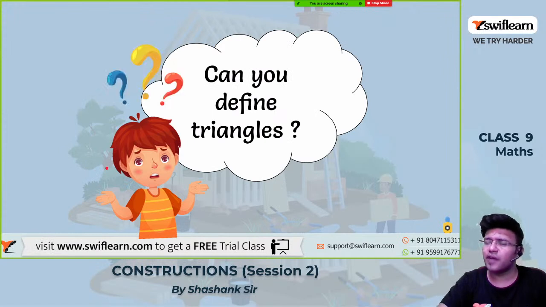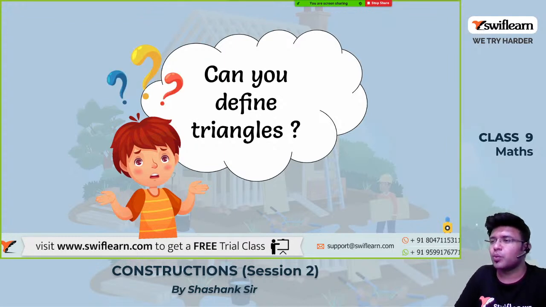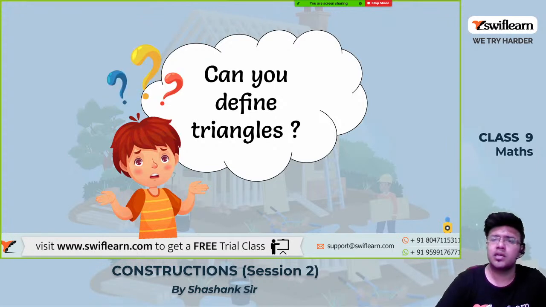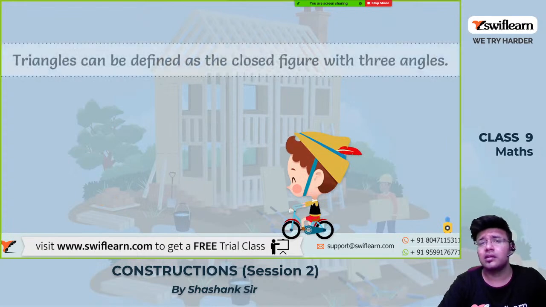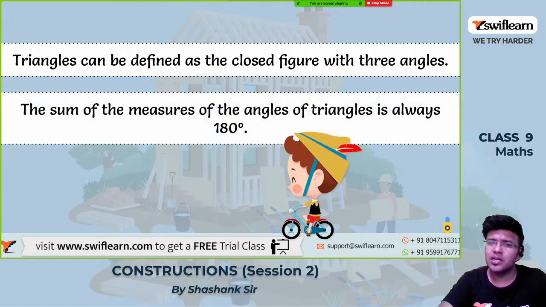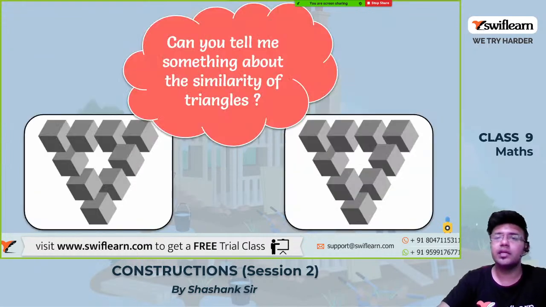So can you define a triangle? Students, what is a triangle? A triangle is a geometrical figure which has three sides, three interior angles and three vertices. Triangles can be defined as a closed figure with three angles. The sum of the measures of the interior angles in a triangle is always 180 degrees. ये हमें पता है, the sum of interior angles in a triangle is always equal to 180 degrees.